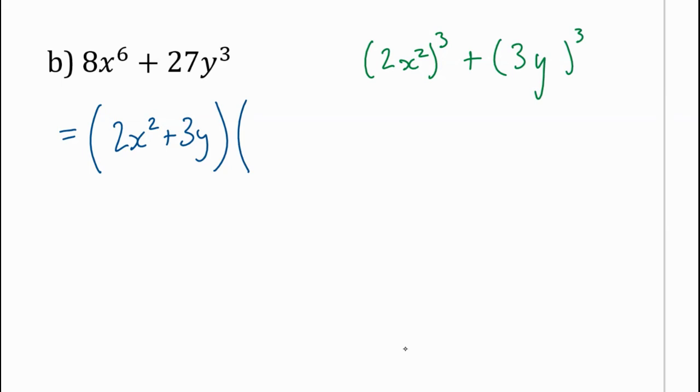Okay, then it's the first term squared. And you could write this out, I'm not going to, but you could write out 2x squared squared and take an extra step if that helps. But 2x squared squared is 4x to the 4th. Change the sign. Multiply the two terms together. 2 times 3 is 6x squared y. 3y squared is 9y squared. 3y all squared is 9y squared.